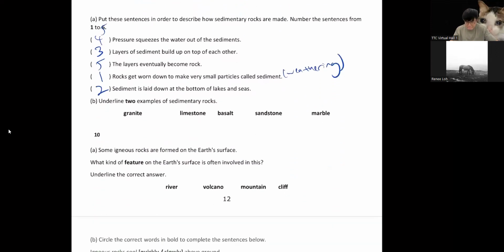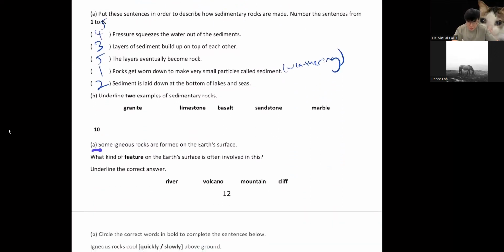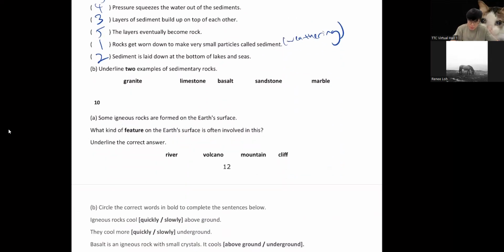So number 10A. Some igneous rocks are formed on the Earth's surface. What kind of feature on the Earth's surface is often involved in this? Underline the correct answer. So igneous rock would be your volcano. River is sedimentary. Mountain and cliff, these two can be sedimentary, and they can also be metamorphic. It depends on the age of the mountain.